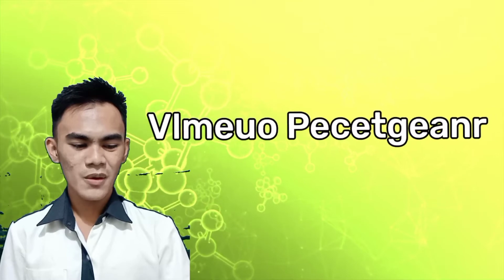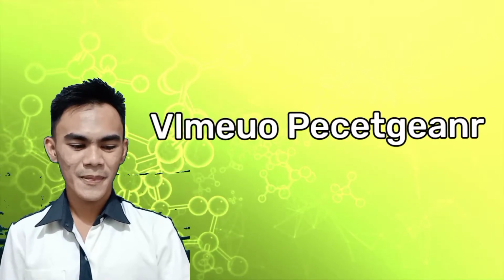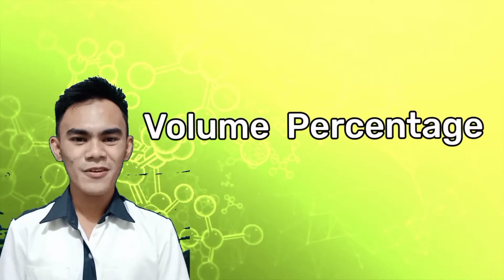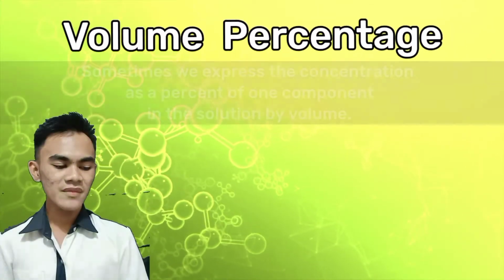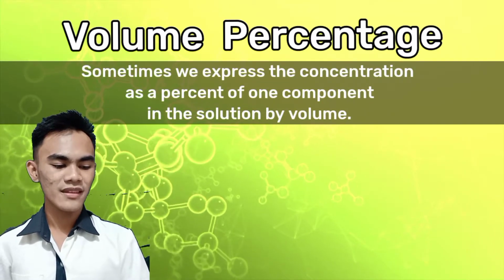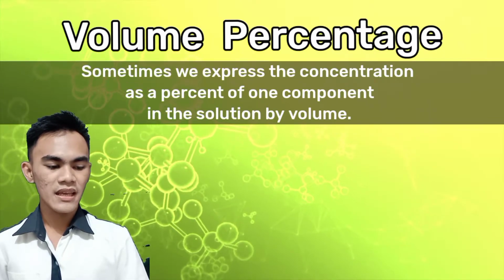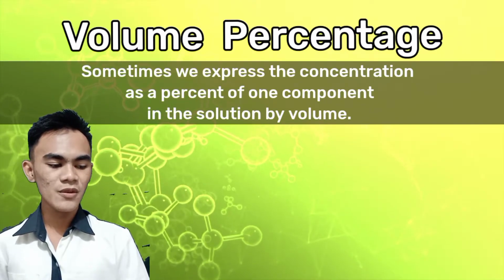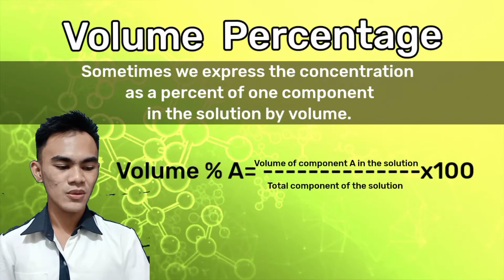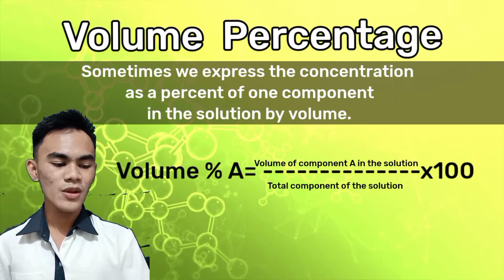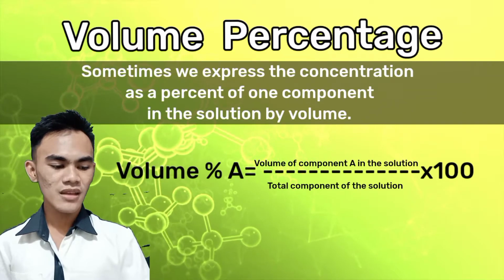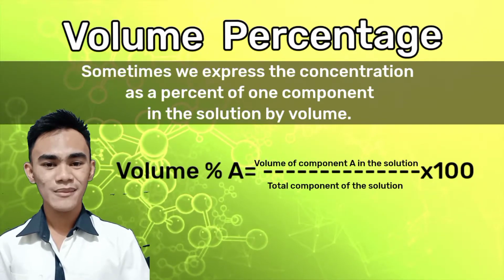Number 3. What is this word? Alright, so that is volume percentage. Sometimes we can express the concentration as a percent of one component in the solution by volume. It is then called volume percentage and is given as volume percentage of a solute is equal to volume of component of the solute in the solution divided by the total volume of the solution times 100.